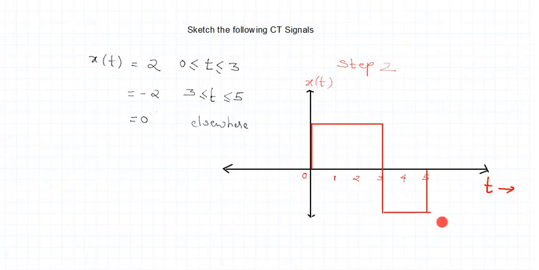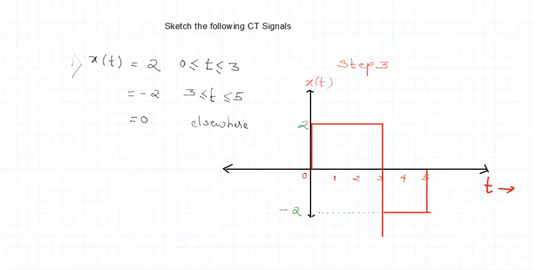And why did we terminate at 5? Why did we terminate this line at 5? Because after 5 the signal is 0. So I need to come back to 0. Right? And this is how the signal looks when it is plotted. The signal from 0 to 3 takes a magnitude 2. The signal from 3 to 5 takes a magnitude of -2. Right? So in step number 3, all the magnitudes are being shown to you, right?